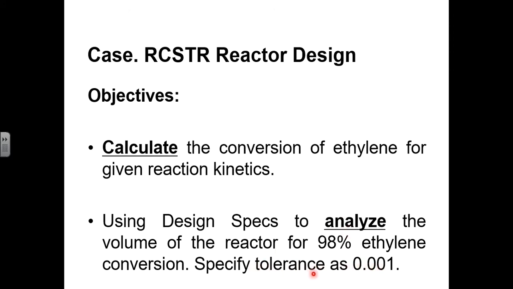What does that tolerance mean? It means the difference between the specified value and the achievable value. That is, you specified 0.98, now how much error can you tolerate in this 0.98? So that is 0.001. It means 0.98 minus 0.001. It's basically plus minus tolerance.